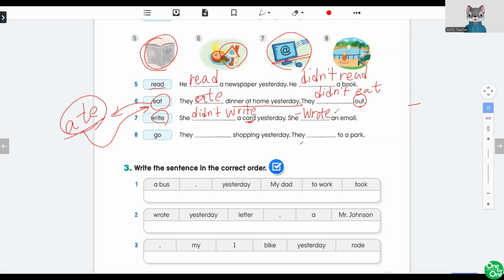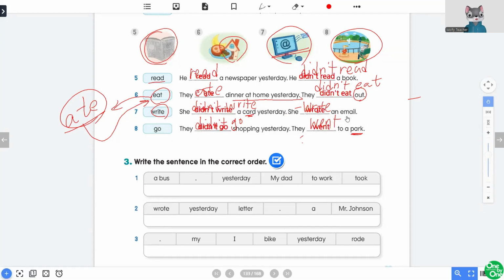Fantastic. They 쇼핑 간 거야, 안 간 거야? 안 갔으니까 어떻게 쓰지? They didn't. And the original verb? They didn't go shopping yesterday. They 공원에 갔으니까 they go가 어떻게 바뀌어야 되지? Go back and look. They went to a park. Fantastic. Well done. So that is the correct answer for the questions 5 to 8.